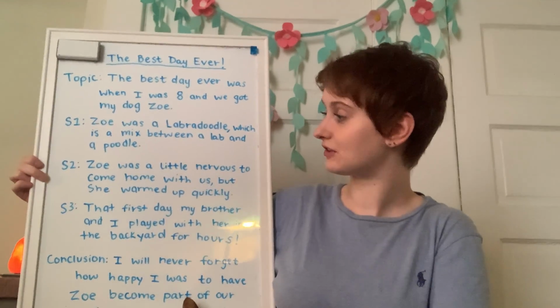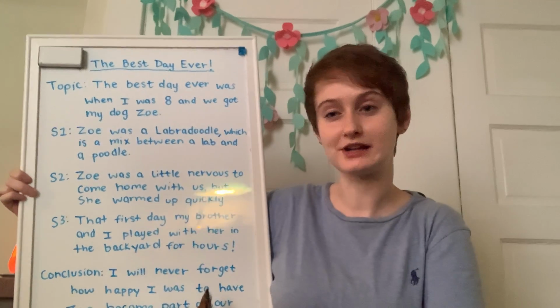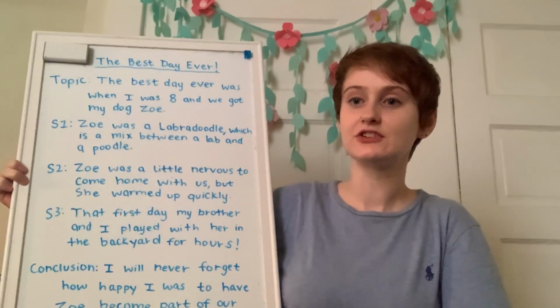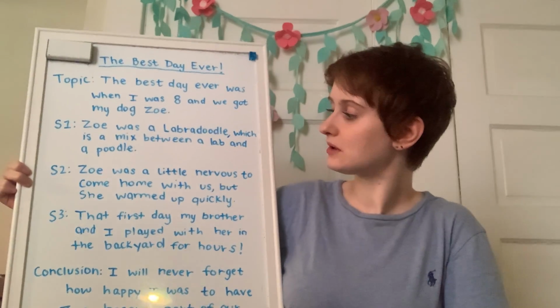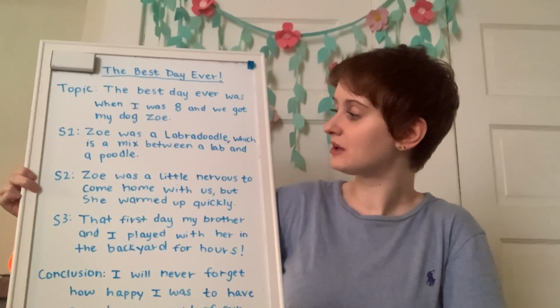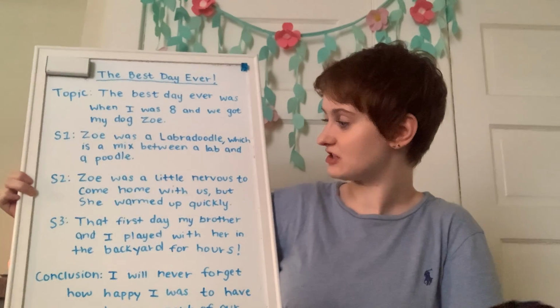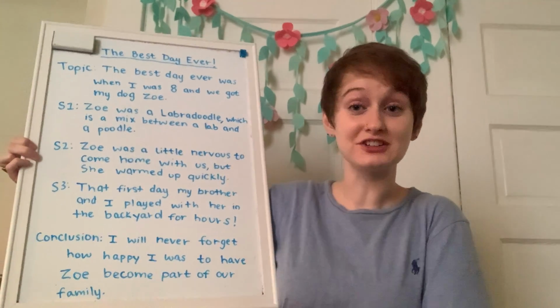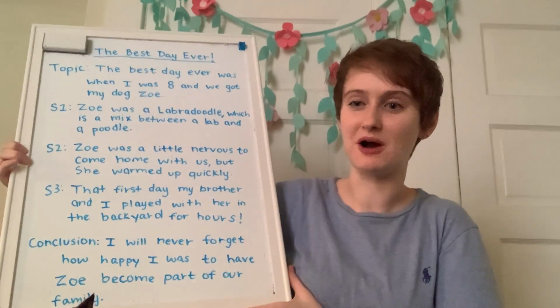For my second supporting sentence, I was thinking, what are some other things that I remember about that day when we got Zoe? Because that's the day I'm writing about. So I wrote about how Zoe was a little bit nervous. I wrote, Zoe was a little nervous when she came home with us, but she warmed up quickly, which means she adjusted quickly and wasn't nervous after a little while.